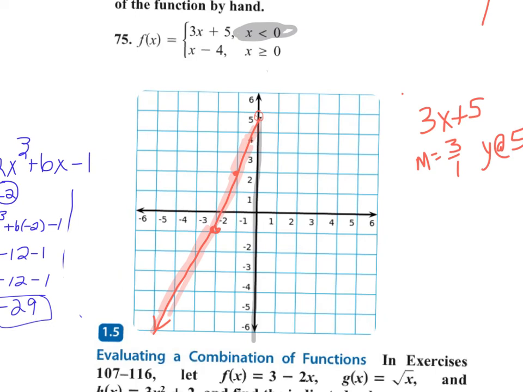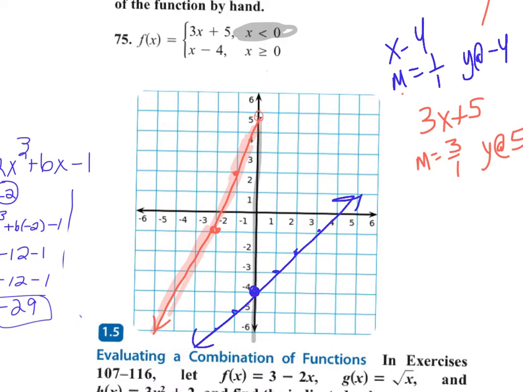Now my other line is x minus 4. So what's my slope for x minus 4? 1 over 1. And where's the y-intercept? So go down to negative 4. 1, 2, 3, yeah. And my line's going to be like this. Where am I looking? Where do I care about the values? Where x is greater than 0. Is that the right-hand side or the left-hand side? Right-hand side. And what kind of a dot do I have there? Closed. Okay, there's your piecewise. Just do them each separately, and then it's not bad.